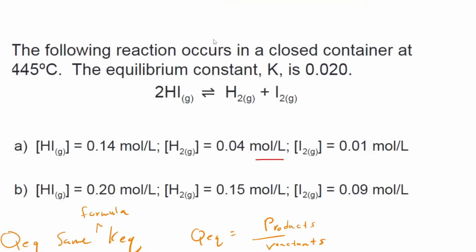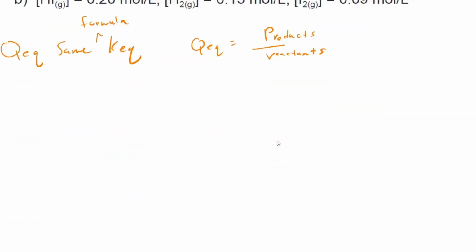So this is a sample problem we're working with first. The following reaction occurs in a closed container at 445 degrees Celsius. The equilibrium constant K is 0.020. This might be information needed for the future. This is our actual reaction here, and this is our given information for part A and for part B. Let's forget about that now and look at some important things here.